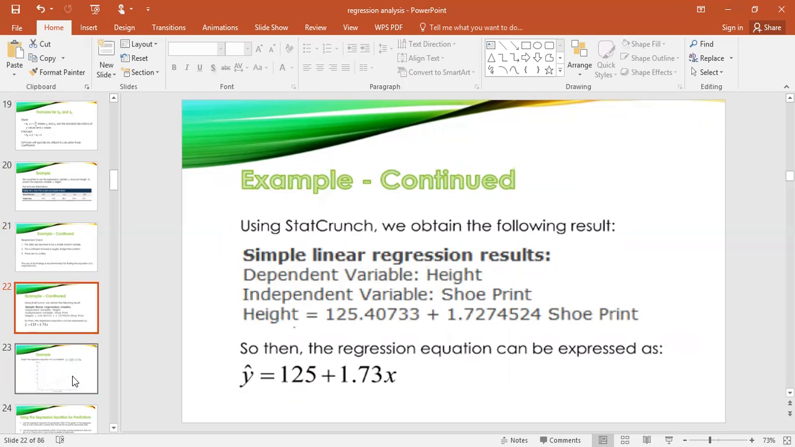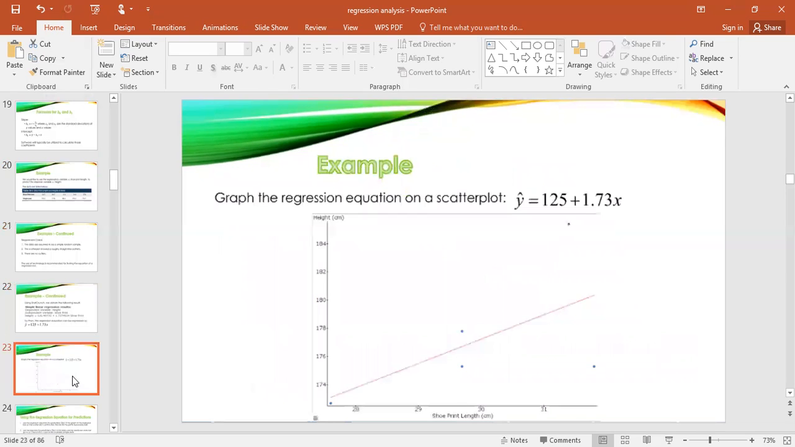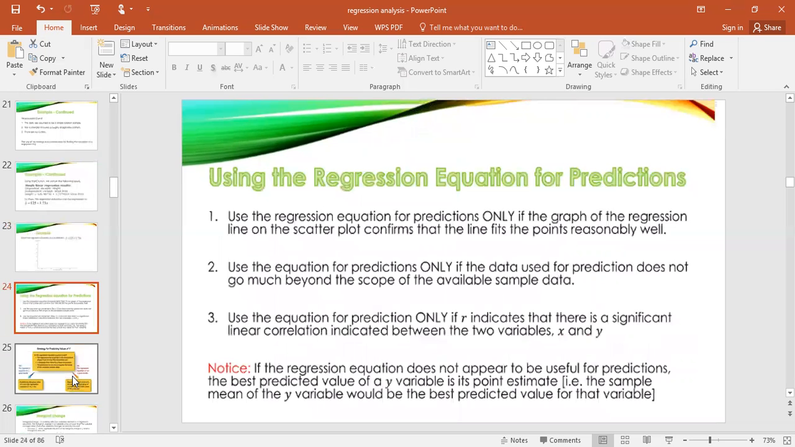Simple linear regression results. Dependent variable: height. Independent variable: footprint. So the regression equation can be expressed as y hat is equal to 125 plus 1.734x. Graph the regression equation on a scatter plot. Using the regression equation for prediction.